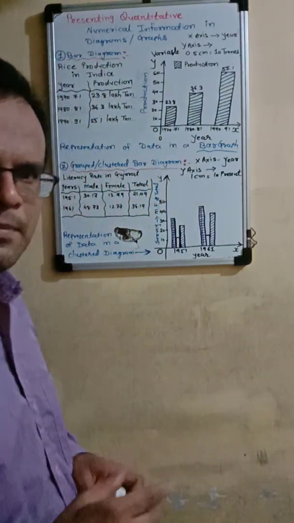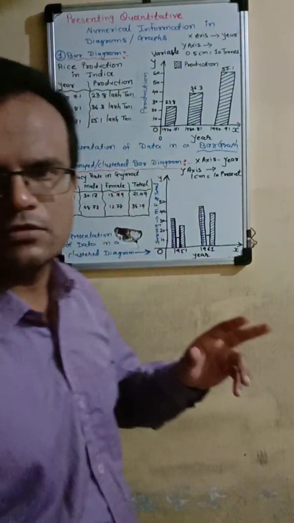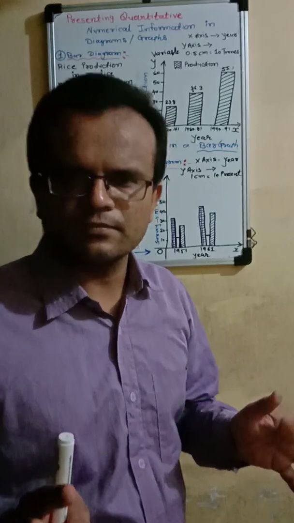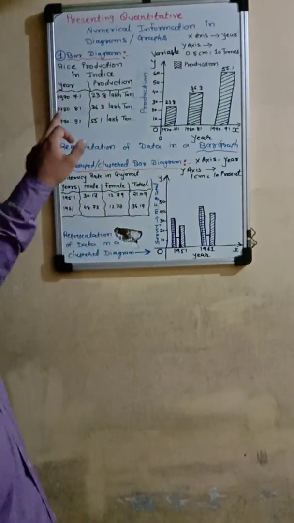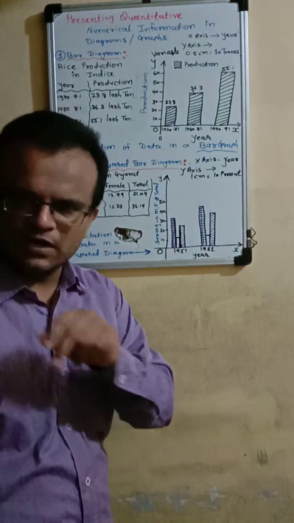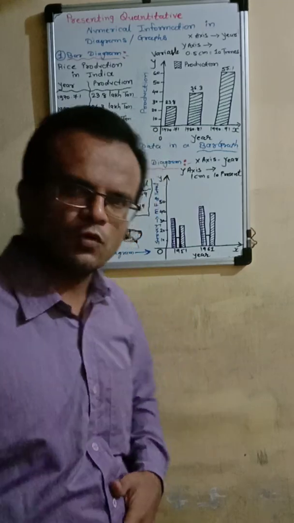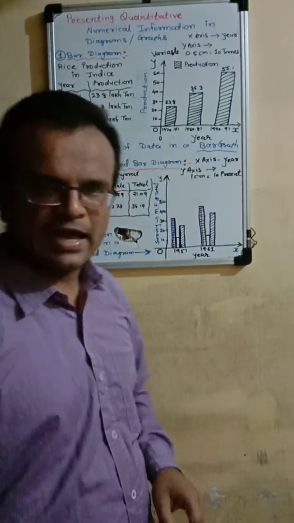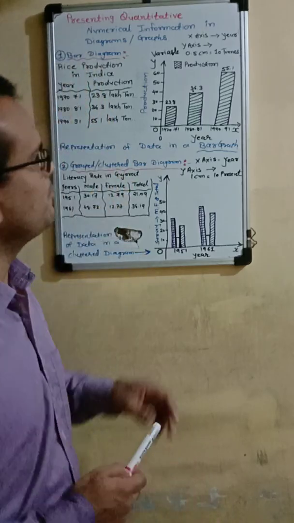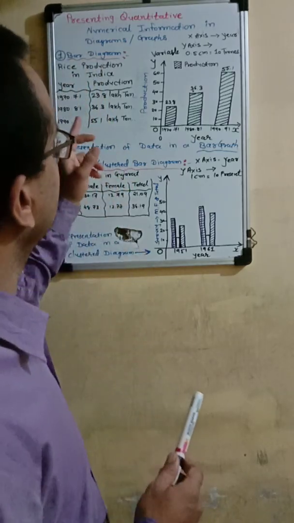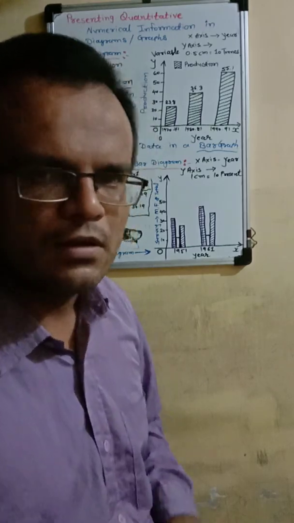We have taken one example for bar diagram: production of rice or any crops or grains in a particular year. There are 3 years: 1970-71, 1980-81, 1990-91. Production of rice in lakh tons: 23.8 lakh tons, 36.3 lakh tons, and 55.1 lakh tons.